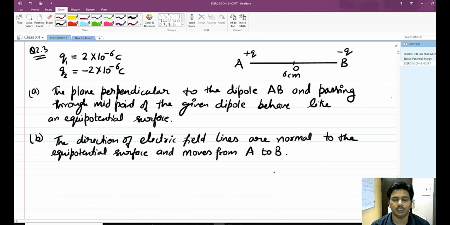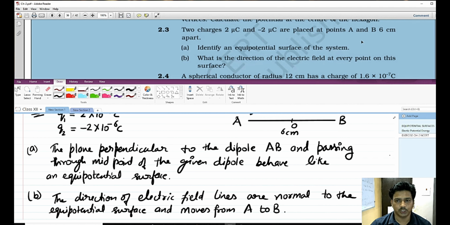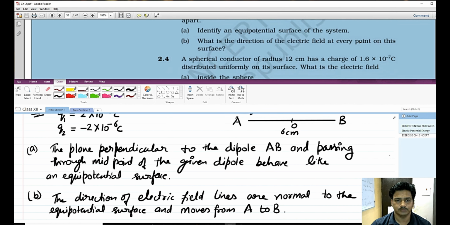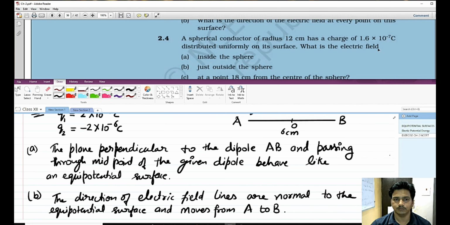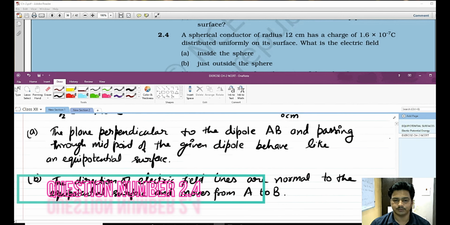So in this question, in the first part we identified the equipotential surface due to the given dipole and the direction of electric field lines on the equipotential surface. Now we have completed 3 questions. Now the next question is question number 2.4. So this is question 2.4.